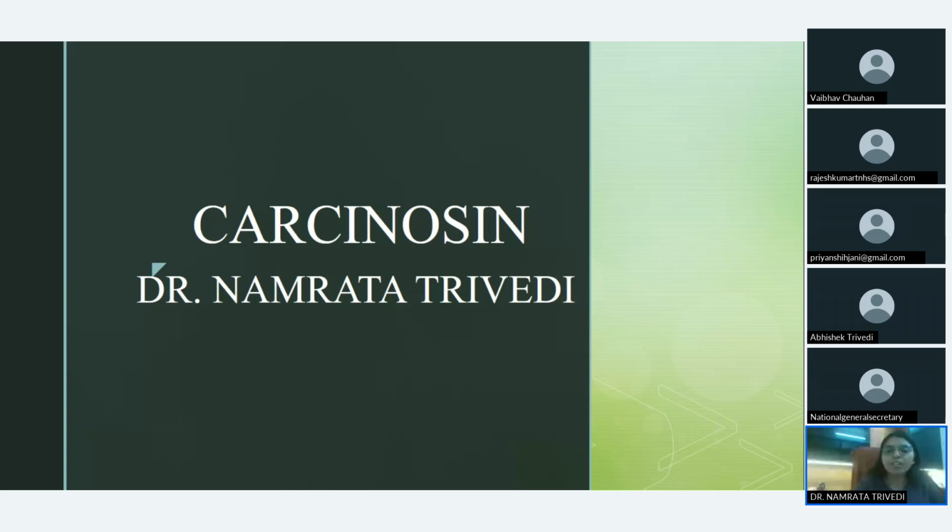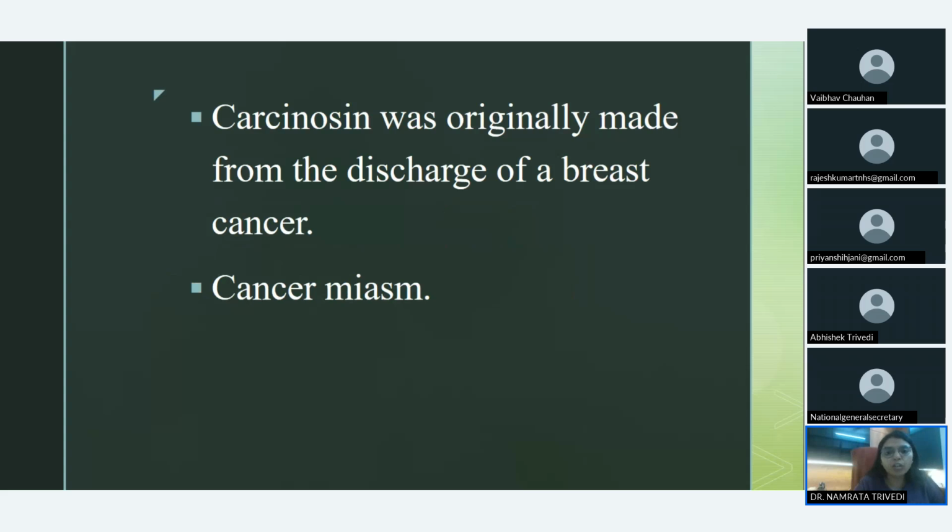Today we will discuss the homeopathic medicine carcinosin, from its pathology to the mental and physical features and symptoms. First of all, carcinosin was originally made from the discharge of breast cancer. You know all about cancer. Carcinosin was prepared from breast cancer tissue. It covers the cancer miasm, mostly the syphilitic miasm.